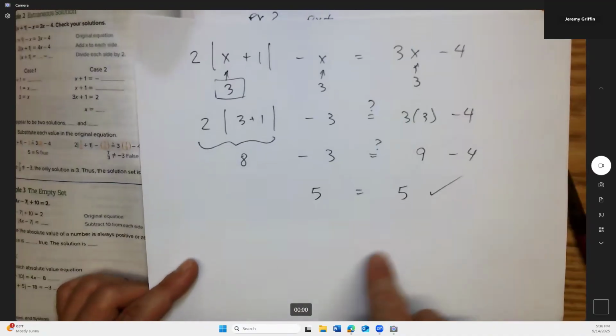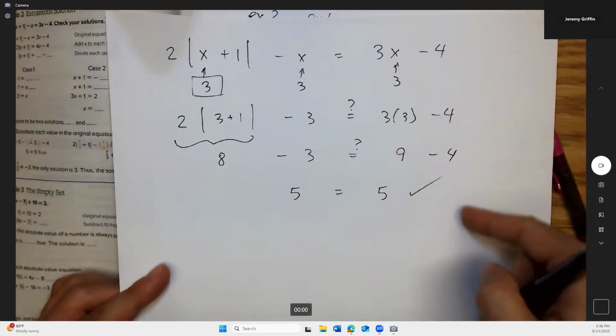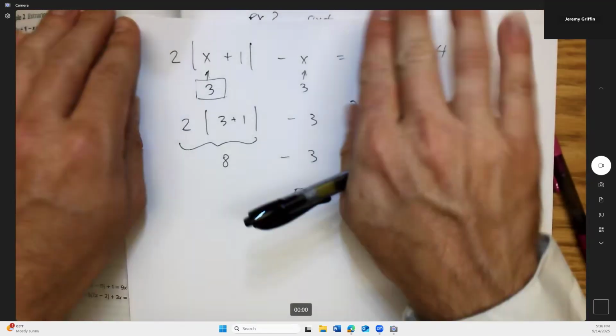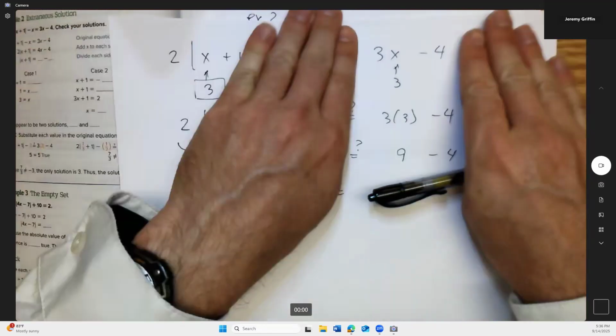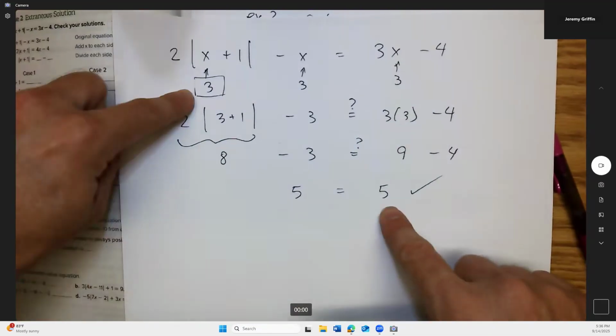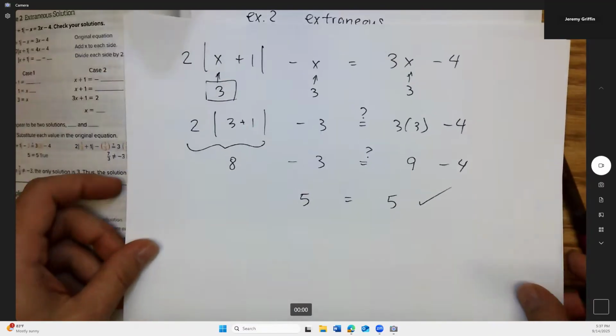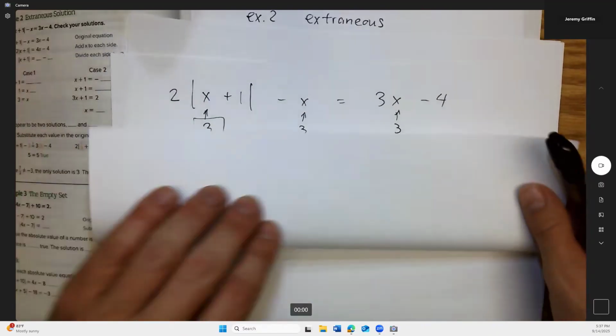In fact, if this was graphed out, I'll show you guys a graph here in a minute. If I said y equals this is a function and then y equals this is a function, like two separate graphs, they would cross at the coordinate 3 comma 5. Right? So where x is 3, y is 5. Right, so let's test this for another one.